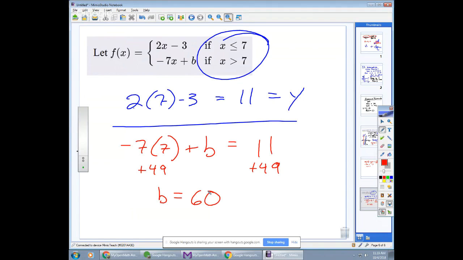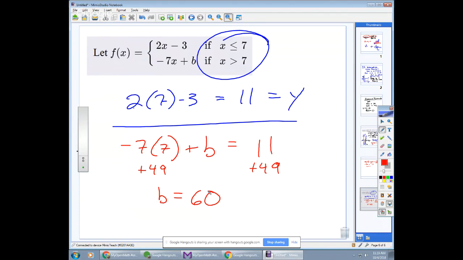So how could I test that? I could test it in 2 different ways. I could rewrite this with the 60 there, plug 7 into both parts, make sure they agree on y, or I could graph it in my graphing tool and see that they meet up. 2 different approaches to double check that.